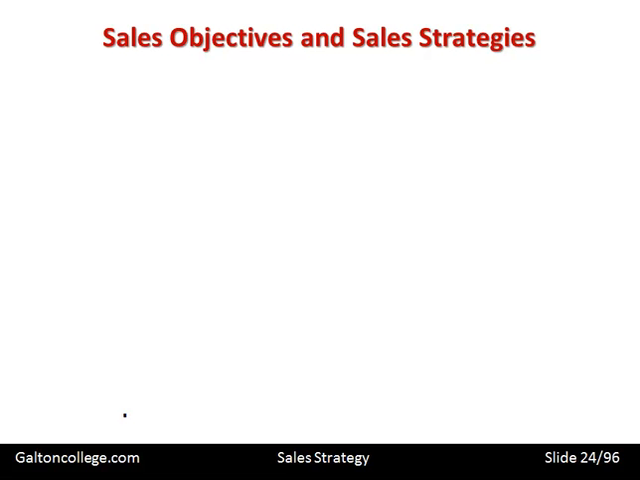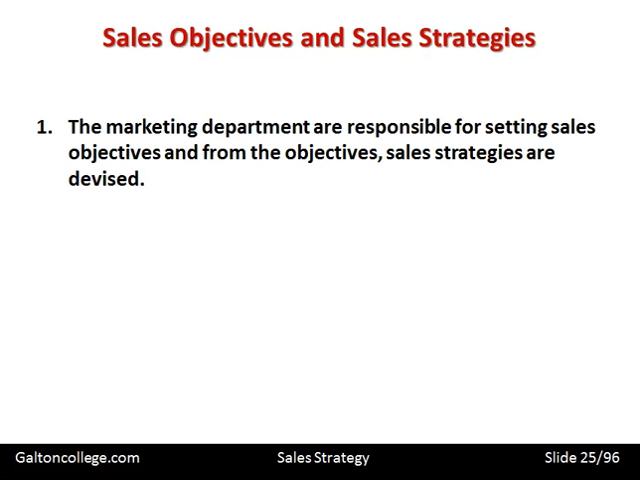Now, sales objectives and sales strategies. Well, the marketing department is responsible for setting sales objectives, and from the objectives, sales strategies are derived. So we start with the objectives. What are we trying to do? What's the marketing department trying to achieve? What are the objectives? Having a clear picture of what the objectives are, it then derives strategies to try to achieve those objectives.